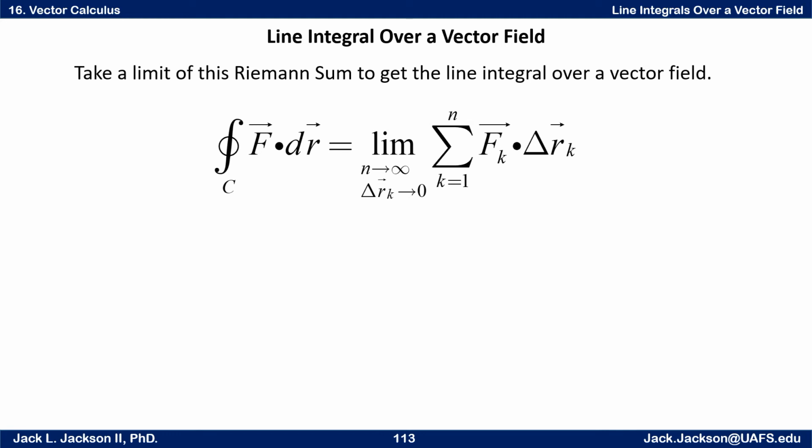So what we ended up with is a limit as the n goes to infinity and the delta r sub k's approach 0. So the delta r sub k's are the change in displacements. Okay, and we're doing that dot product. That gives us an area of one of those rectangles that we had. We're going to sum those up, take the limit as the number of them goes to infinity and their widths go to 0. And that's going to be our line integral here, f dot dr.